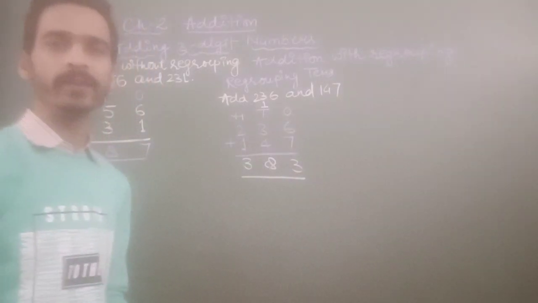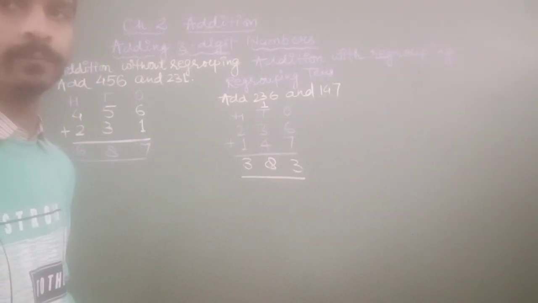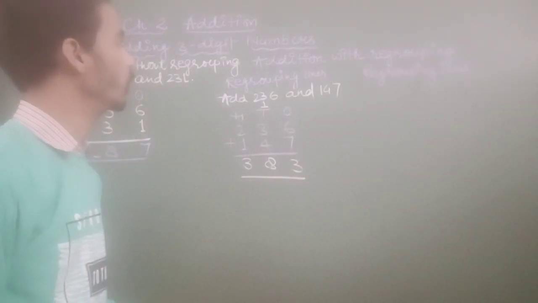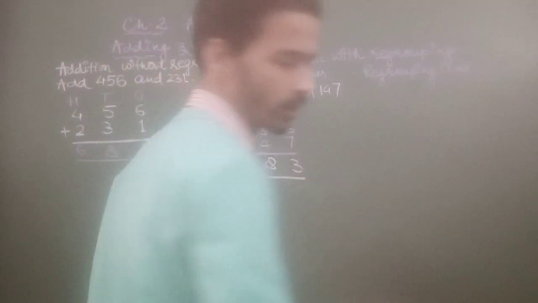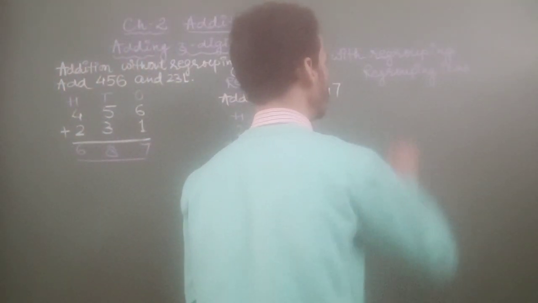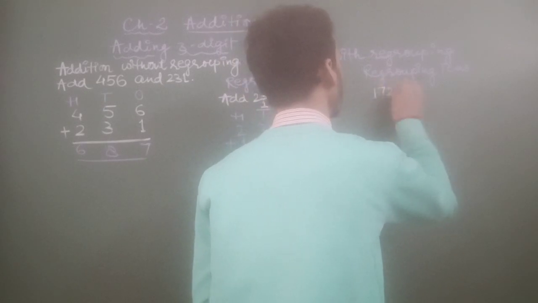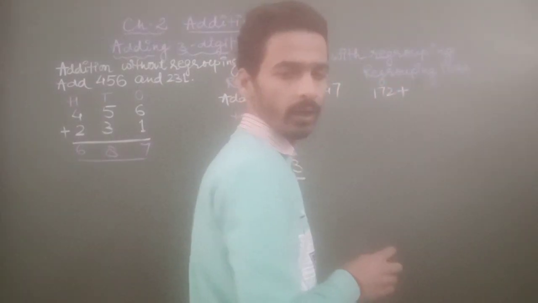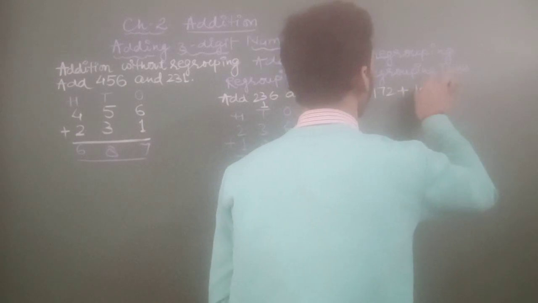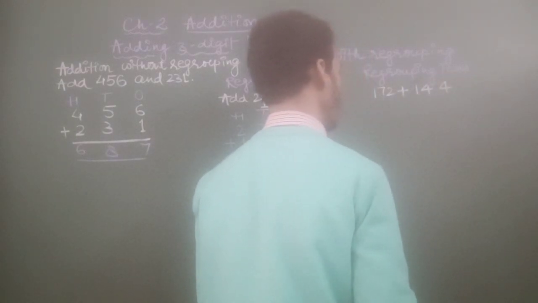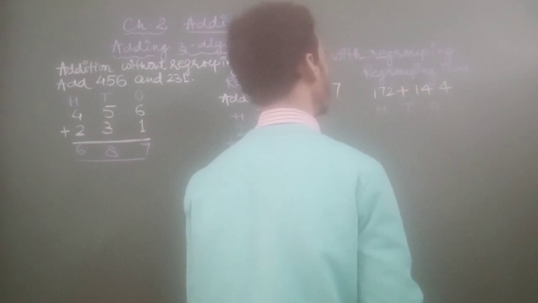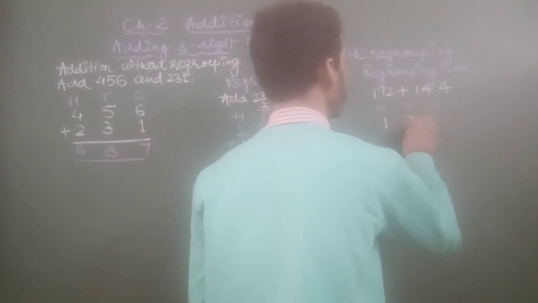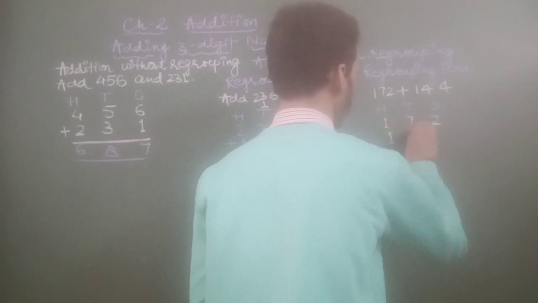That was regrouping ones, and now the next one is regrouping tens. Find the sum of 172 plus 144. When we write in a column, hundreds, tens, ones, 172 plus 144.